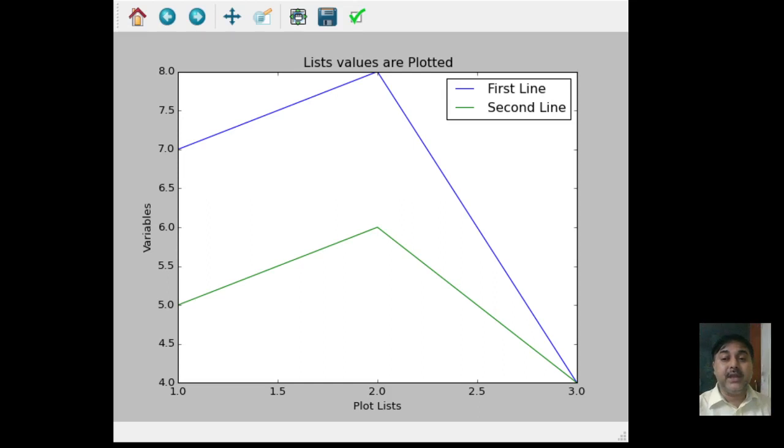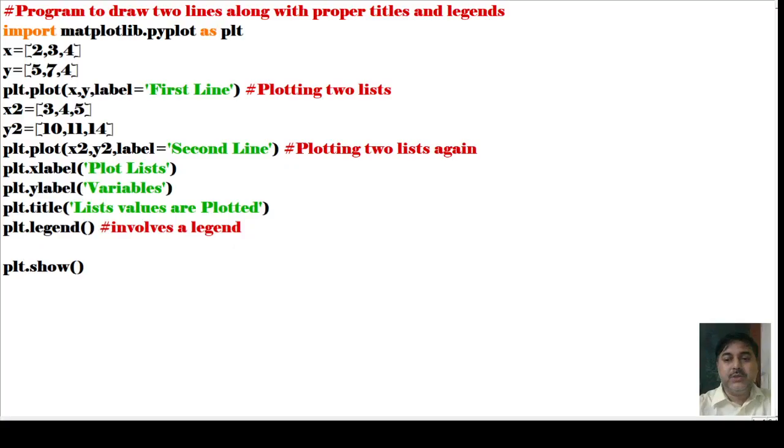Now let us see the second program related to it. In this second program, first and foremost I have called import matplotlib.pyplot as plt. Now here I have given the values: the x value is 2, 3 and 4, and the y value is 5, 7 and 4. As these values have been declared, you can find plt.plot, where the plotting has been done.